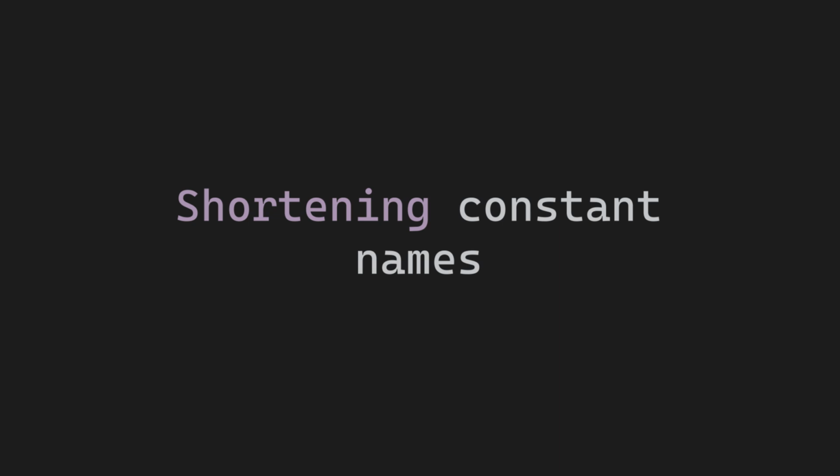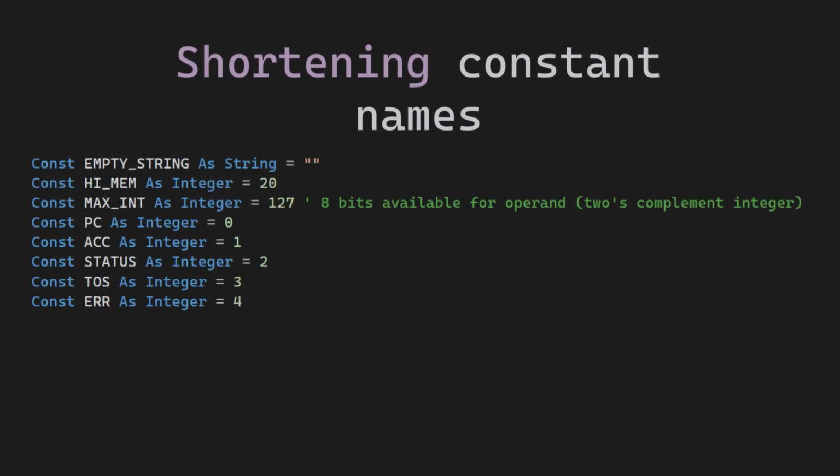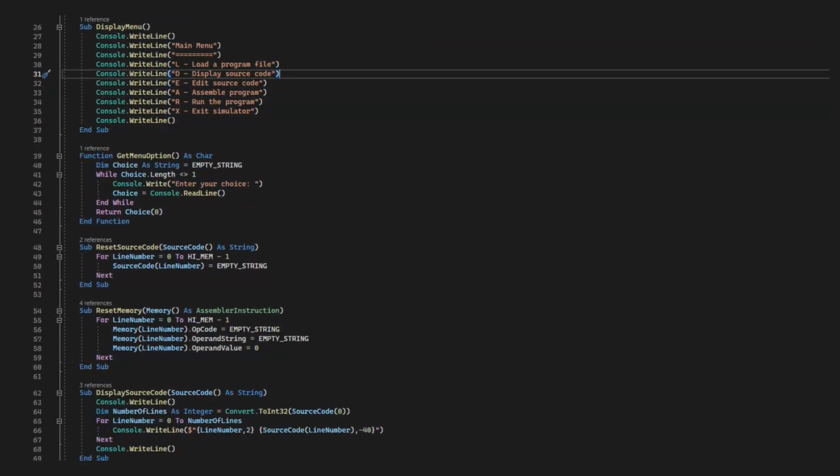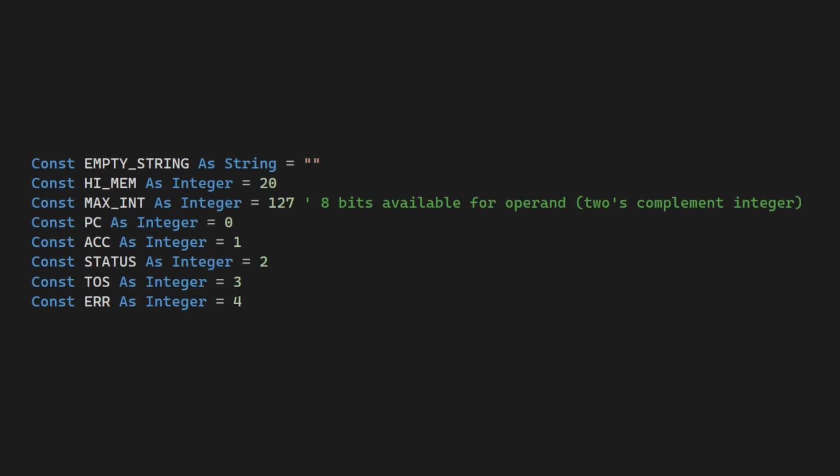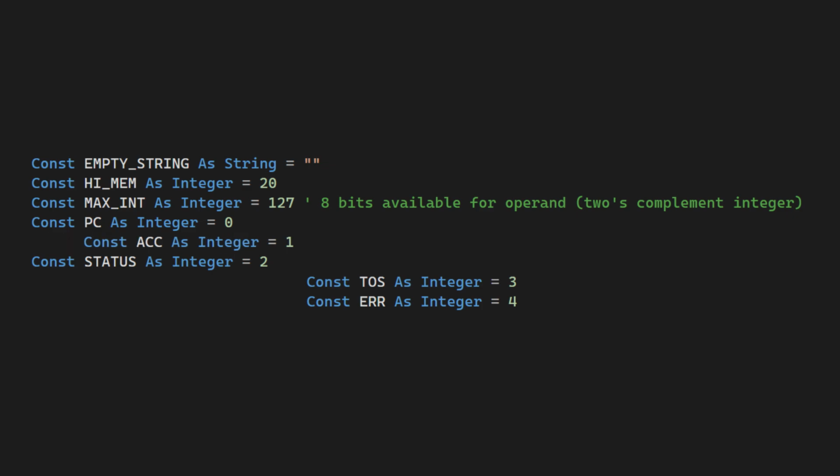Honorable mention to one of the worst things I see programs do all the time, which is shortening the names of their constants. Now this doesn't seem bad because you don't have to type out as much when you write them out initially, but this is really awful, especially when you get down to really large programs like this. For example, as a person who didn't write this code, what do you think TOS means, or ERR, or ACC? You have no idea because the variable name doesn't describe it properly.